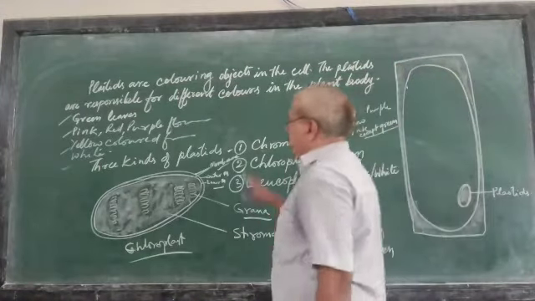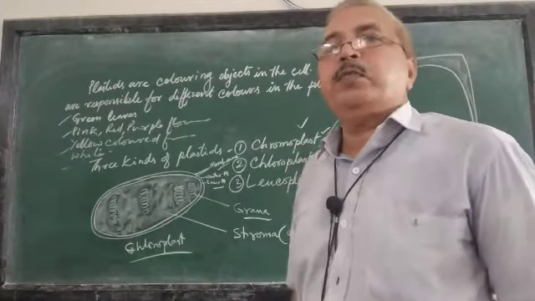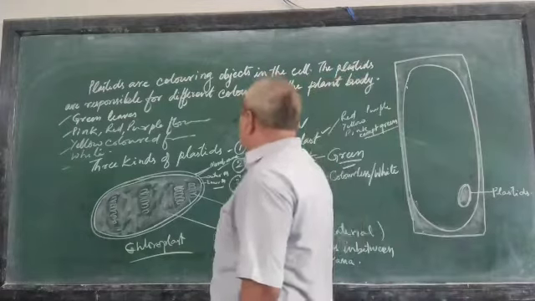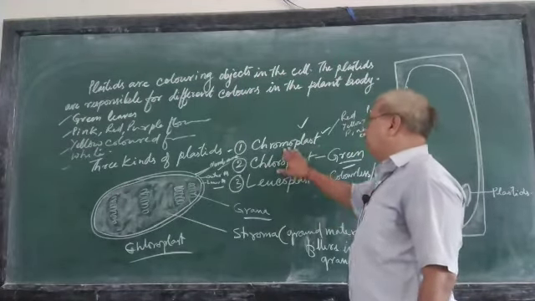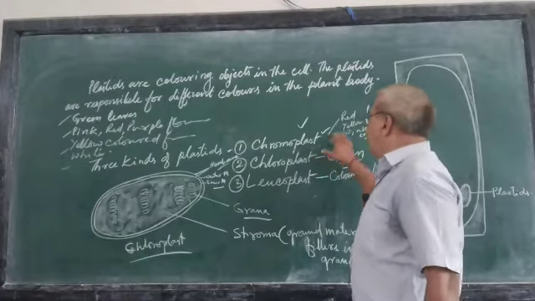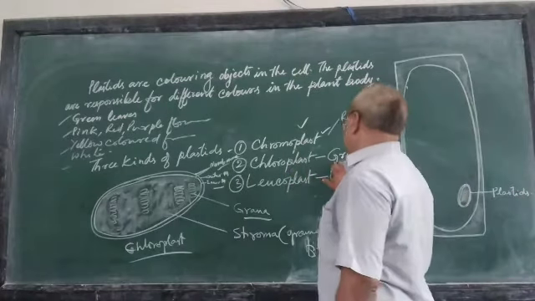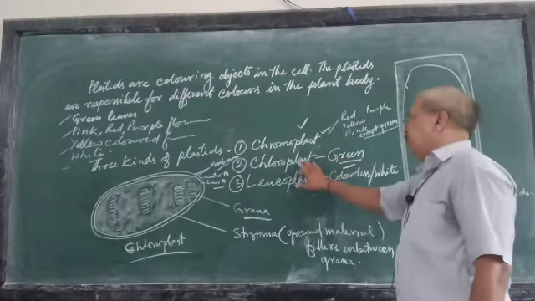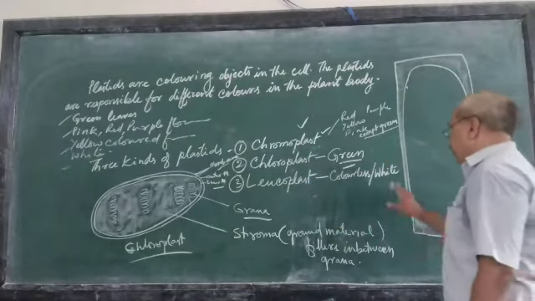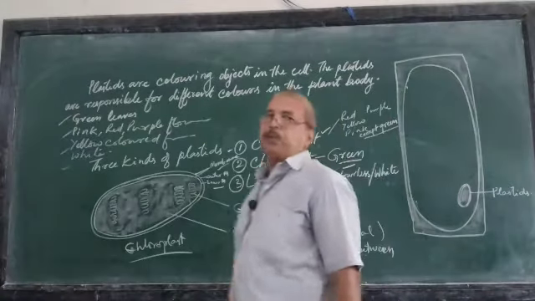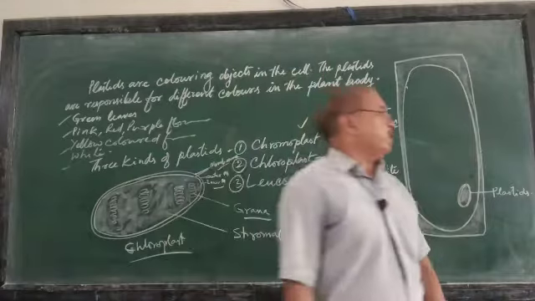Based on what type of color these plastids are providing to the plant body, they are classified as chromoplast, chloroplast, and leucoplast. Chromoplast is responsible for all colors other than green and white. Chloroplast is responsible for the green color; this is more abundant in the plant body. Leucoplast is responsible for white color or colorless parts of the plant body. Is that clear to all of you? So this is all about the plastids.